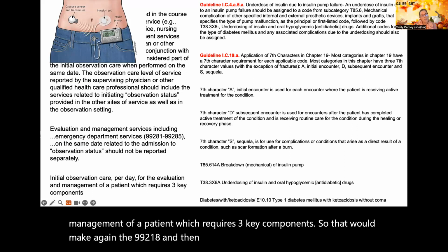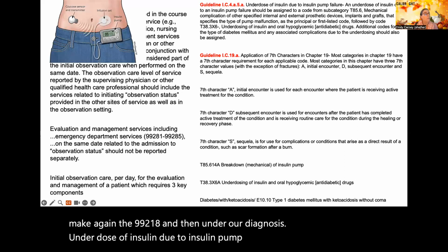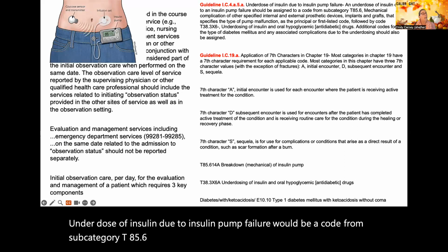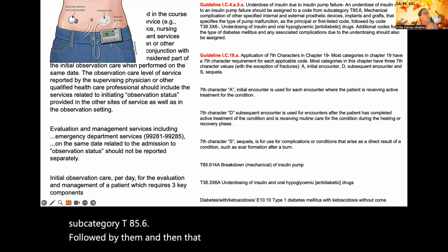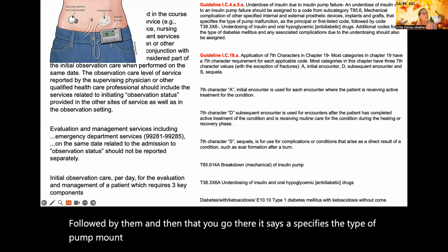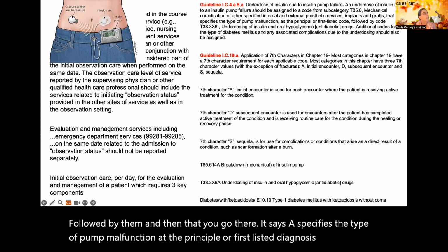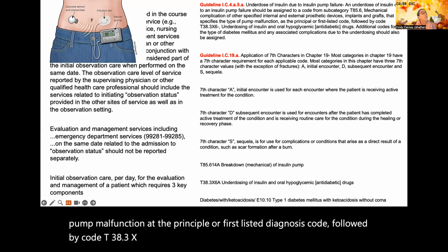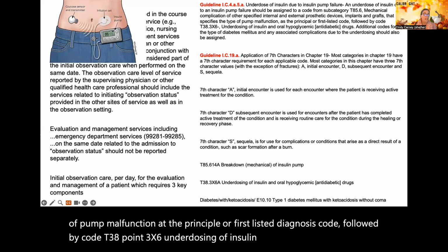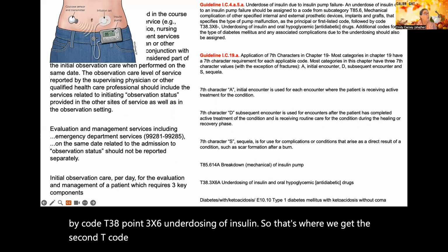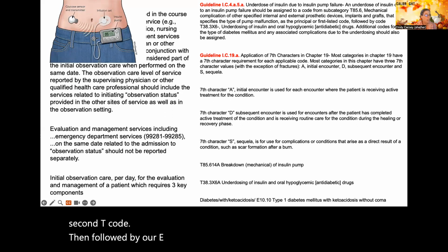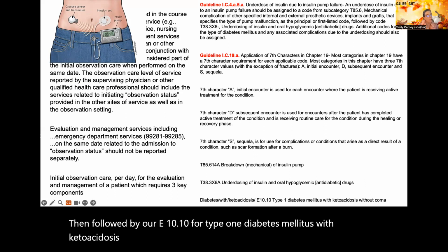And then under our diagnoses, underdosing of insulin due to insulin pump failure would be a code from subcategory T85.6. You go there, and it says to specify the type of pump malfunction as the principal or first listed diagnosis code, followed by code T38.3X6, underdosing of insulin. So that's where we get the second T code, then followed by our E10.10 for type 1 diabetes mellitus with ketoacidosis without coma.